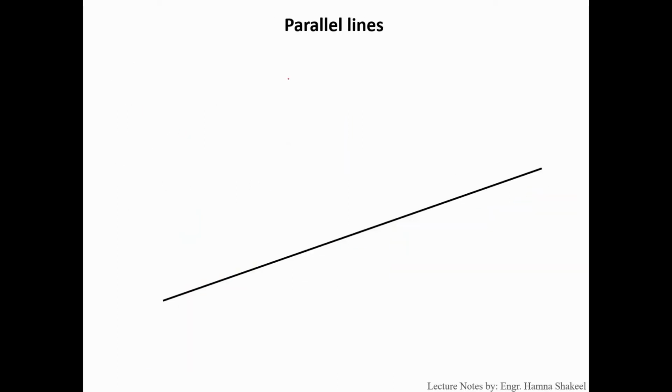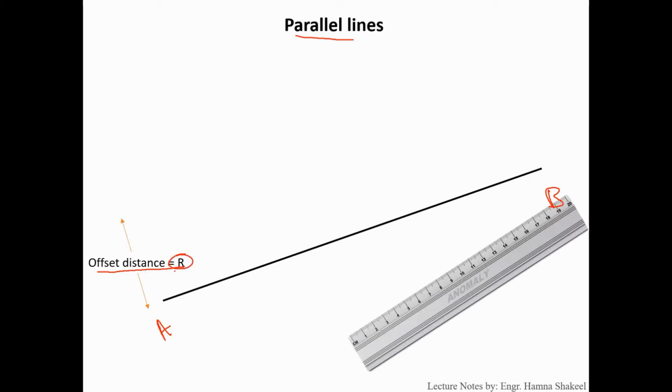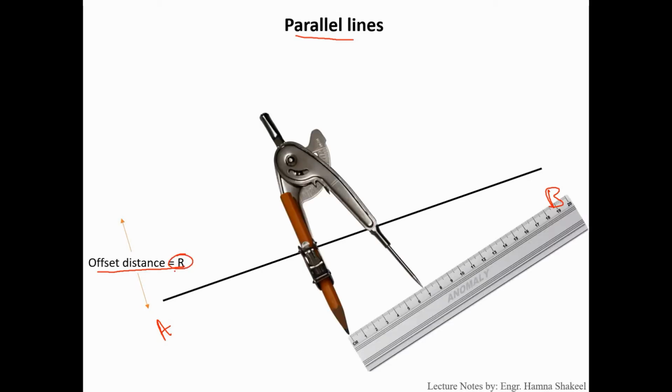Let us start our discussion with parallel lines. Let's say you have a line AB and you want to draw another line parallel to this line AB at an offset distance of R. The first step is to take a ruler and a compass. Open your compass equal to this offset distance. In this case it's equal to R, so open it equal to a distance R.